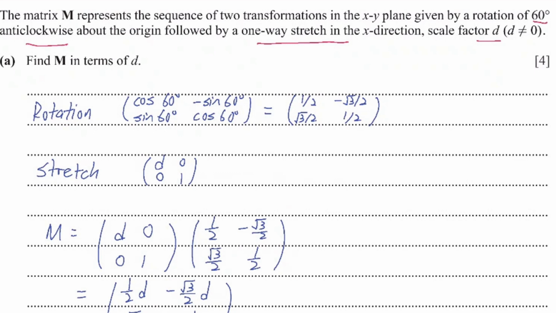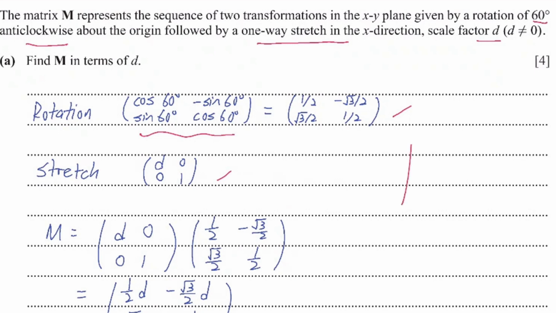So the first transformation is a rotation 60-degree anti-clockwise. So for the rotation matrix, it's easier if you just memorize the matrix. So we don't need to derive it on the spot. So just plug in the angle theta there into the matrix so we can evaluate it, and this is what we get. And for the other one is a stretch in the x direction with a scale factor of d. So this would be the matrix of it.